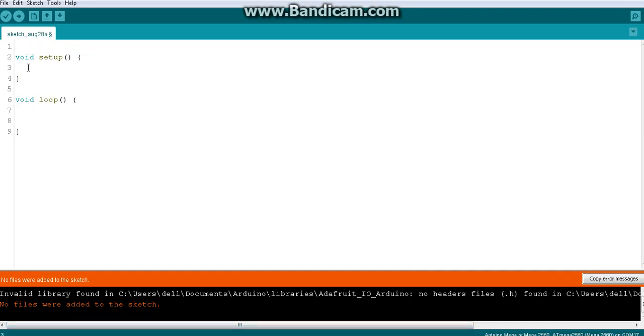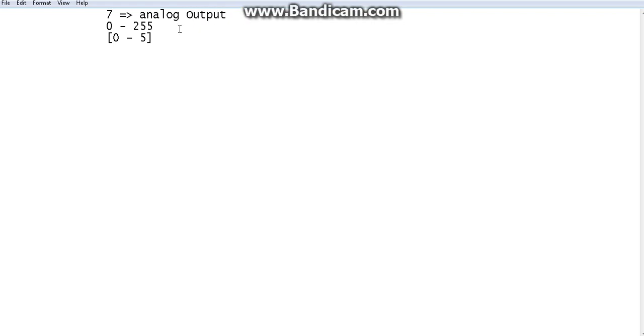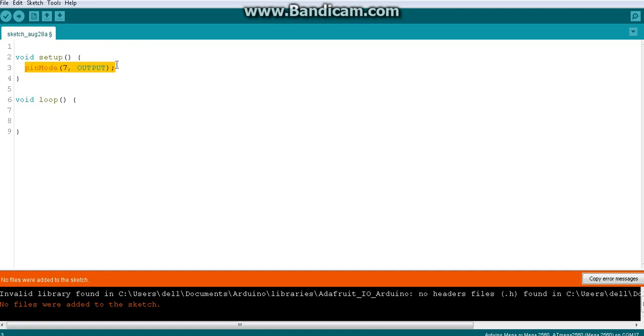Whenever we are giving an input or output, we have to mention inside the void setup the pin mode. So I will say pinMode. What is the pin we are going to use? Pin number 7. Input or output? Output, because we are going to give analog output. Whether it is digital output or analog output, both are output. So the pin mode is only concerned about this input or output thing. No matter whether it is analog output or digital output, in the pin mode you have to say it is output. So obviously we are going to say pinMode 7 OUTPUT. We don't care whether it is analog or digital. That thing we will see in the void loop, right?